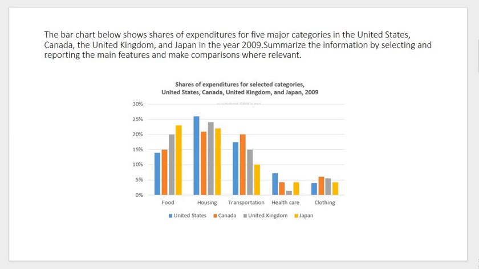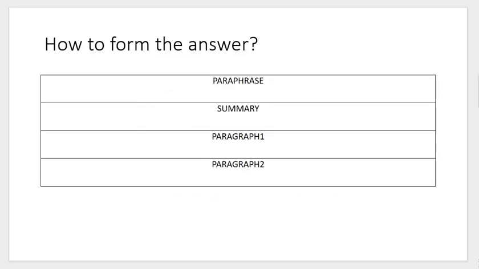So first, let me show you how you can form the answer. I have explained this in the previous videos as well. So you have to write in 4 paragraphs. First is paraphrase. Paraphrase is writing the same given question using different vocabulary. Then summary, where you summarize your observation of the content. Then paragraph 1 and then paragraph 2. So you have to group your answer into 2 paragraphs.